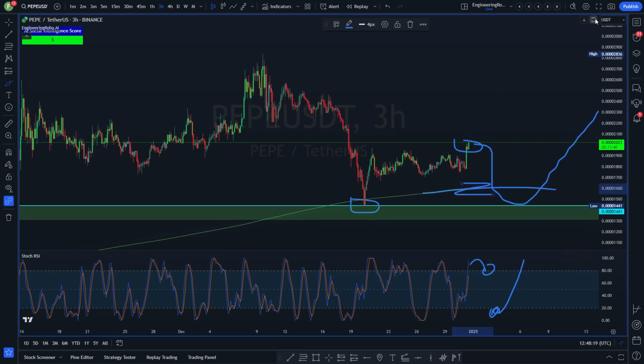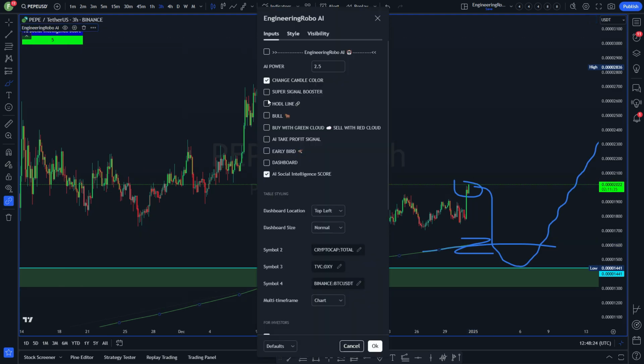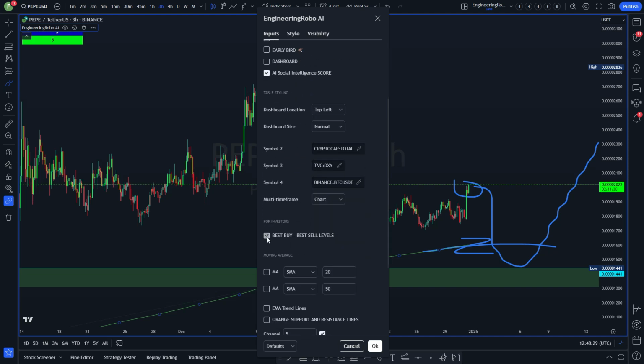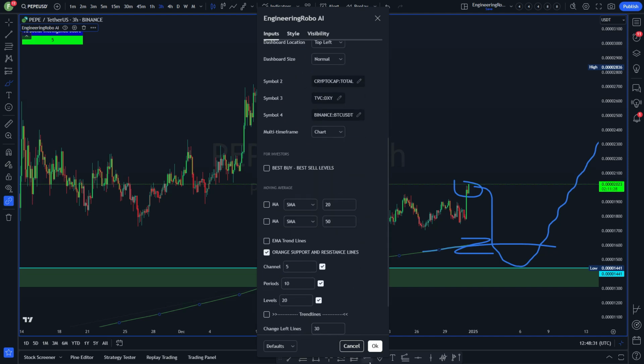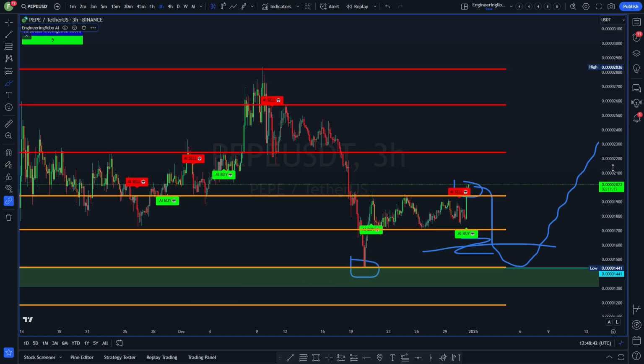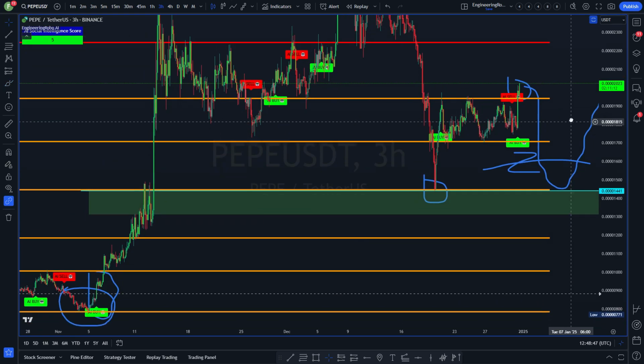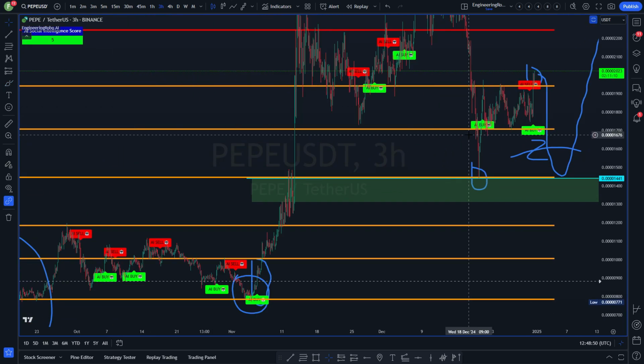Let me switch on some of the other signals that this indicator does give us. I can now switch off the best buy and sell levels and put on the orange support zones. We'll wrap up this video on this time frame. I won't go any lower than this just because of how volatile this coin is. Now looking at the 3-hour, we have identified a few more support zones where PEPE could actually bounce from.